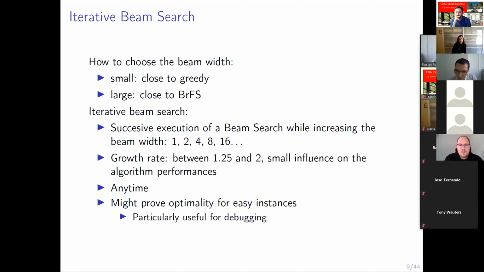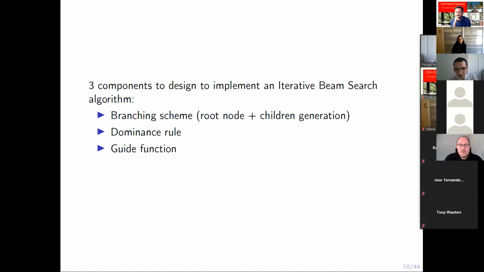Two interesting properties of this scheme is that it's anytime, and it can prove the optimality for easy instances in contrast with local search approach, for example. And it's very useful in practice and also very useful to debug the algorithm. So to sum up these parts, if we want to implement this iterative beam search scheme, we need 3 ingredients: the branching scheme, so what is our root node and how do we generate the children, then the dominance rule, and then the guide, which tells us how much a node is interesting. No additional parameters are required.